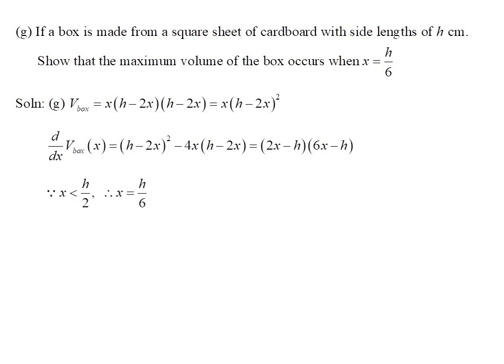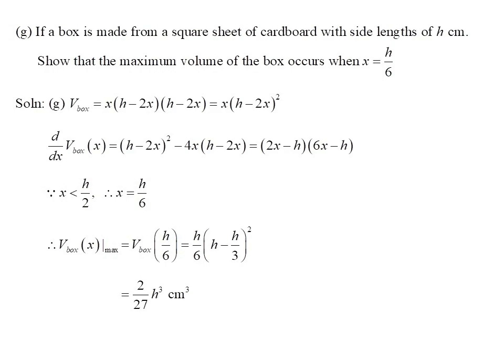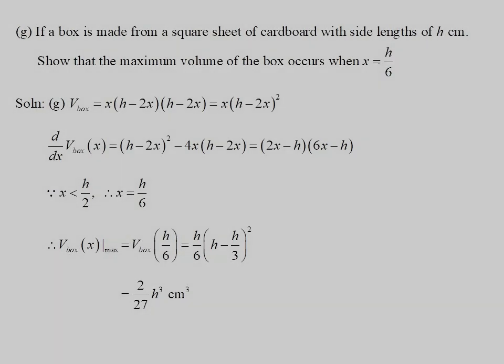Due to x being less than h over 2, x equals h over 6. So, when x equals h over 6, the volume of the box, VBox, reaches its maximum value, which equals h over 6 times (h minus h over 3) squared, which equals 2 times h cubed over 27 centimeters cubed.